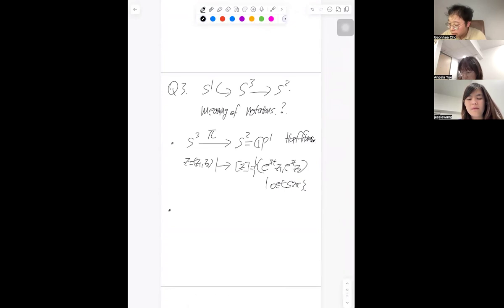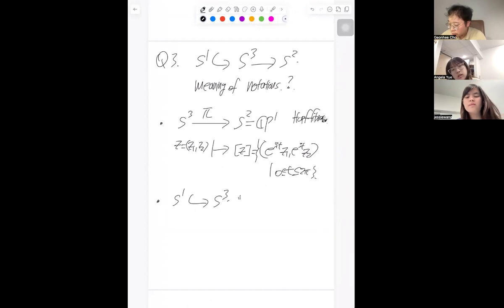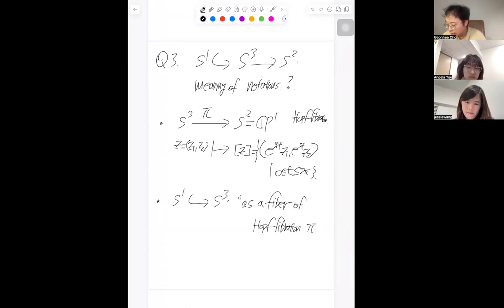So what is the meaning of this guy? Let me write it down correctly: this is a fiber of the Hopf fibration map pi. What does that mean? It's very easy, so do not get overwhelmed. It's fine. It means, for each, and this is the part of my question, you need to give me the answer back right now. So for each element P in S2, which is CP1.